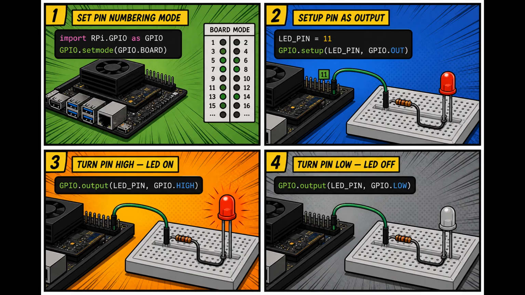The Python side is straightforward. The Jetson GPIO library lets the program choose a numbering mode, configure a pin as an output, and then drive that pin high or low. In code, the basic setup is small. Choose board mode, set the LED pin as an output, then call GPIO.output with either high or low. That is the software heart of the system.